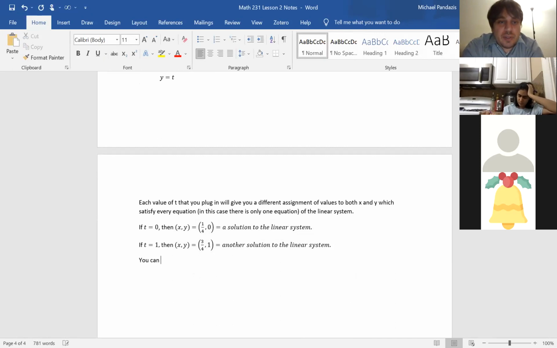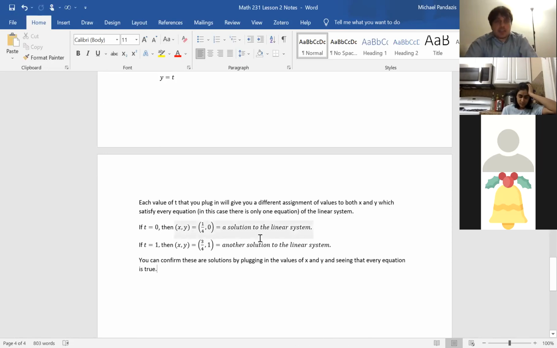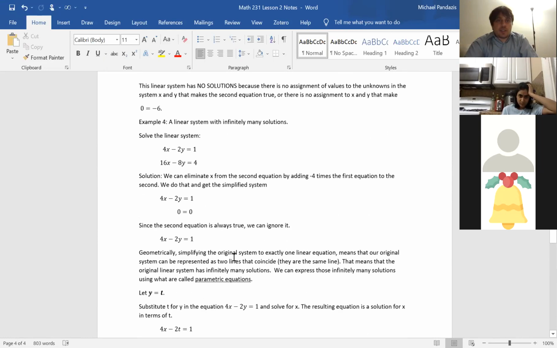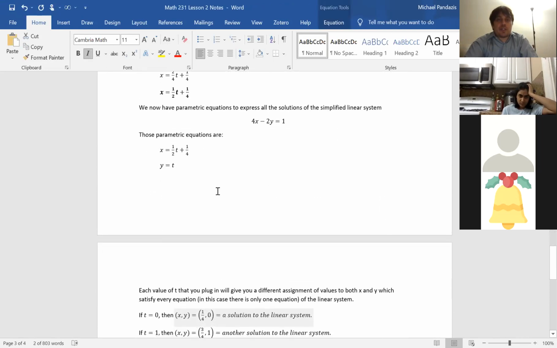Okay, you can confirm these are solutions by plugging in values of x and y and seeing that every equation is satisfied. Every equation is true. Okay, so this one linear system here has infinitely many solutions, which we expressed using these parametric equations.